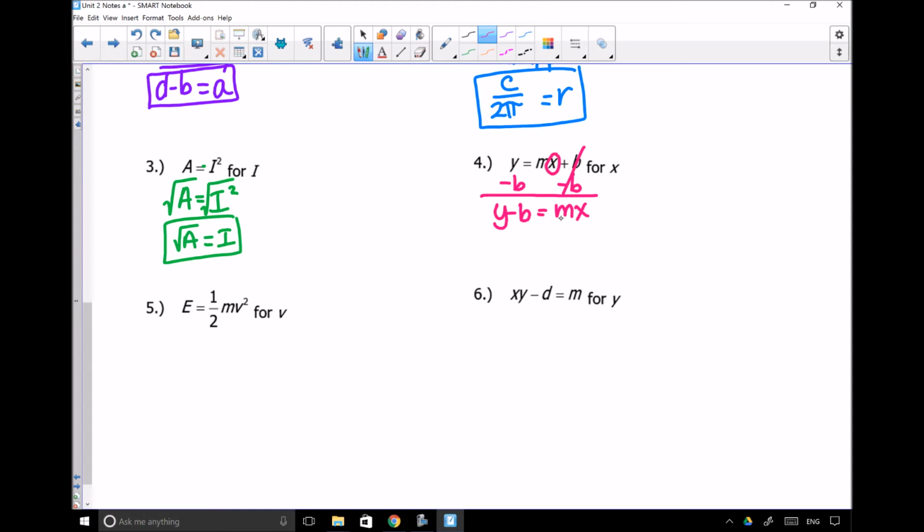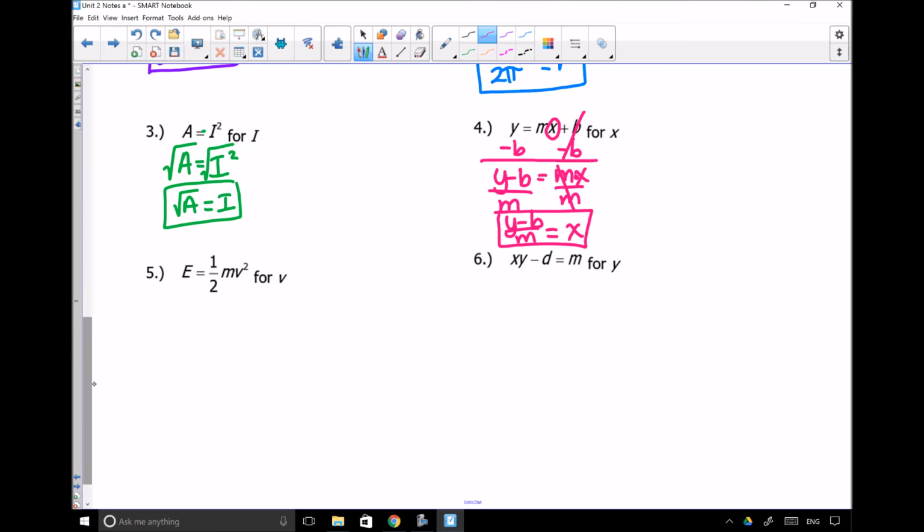So I leave it as y minus b. Well, since this is m times x, the opposite of multiplication is division, so I'm going to divide both sides by m. Whatever I do to one side, I do to the other side, and I divide the whole thing by m. So I end up getting y minus b over m is equal to, the m's cancel here, so I get x. Did I get the x alone? Absolutely, so I'm done with this problem. Okay?